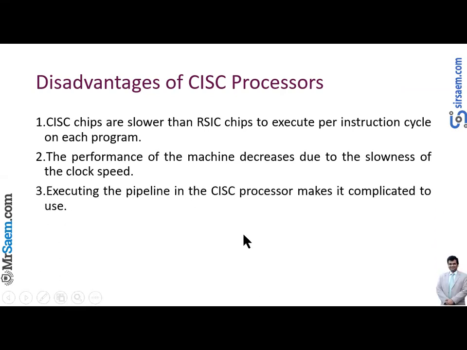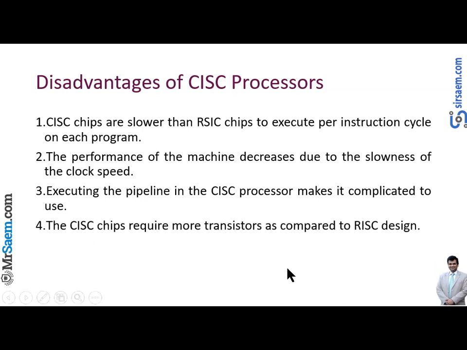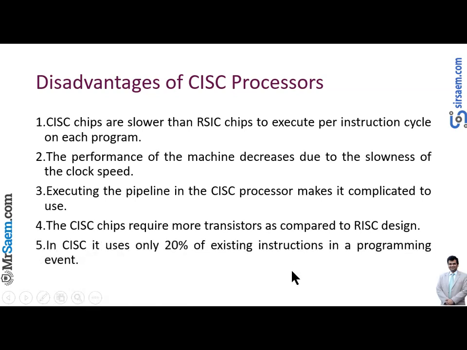Executing the pipeline in the CISC processor makes it complicated to use. So, in simple words, you can't implement a pipeline. Yes, the CISC chips require more transistors as compared to RISC. We know that. In CISC, it uses 20% of the instructions in a programming event. So CISC uses very few instructions in a programming event, and somehow we are not utilizing the full set of commands that we should be using. We're just using a very limited set. So anyway, it's a disadvantage from the programmer's point of view.